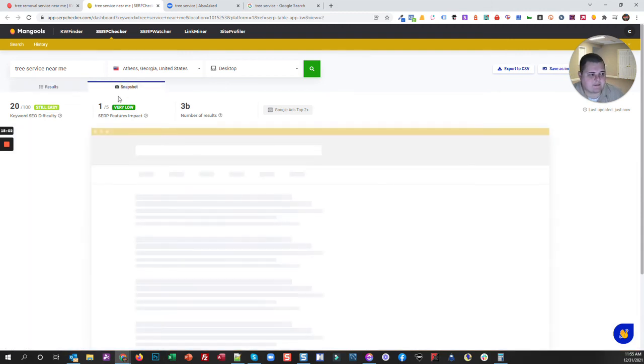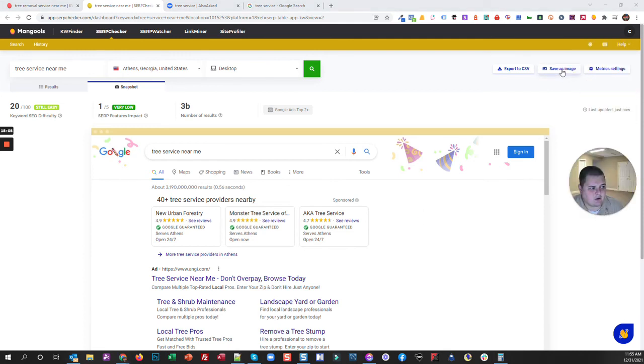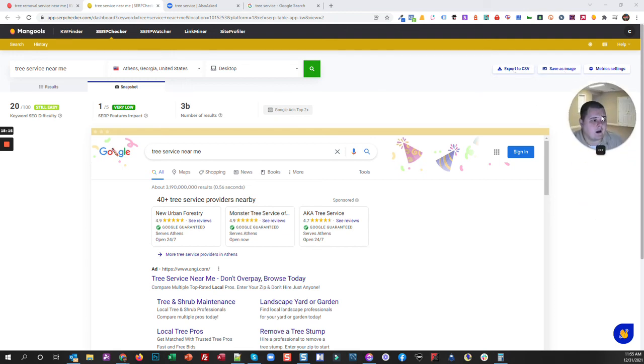You can actually get a snapshot and you can show it both on desktop and on mobile. You can save it as an image, or you can export all the information to a CSV if it's easier for you to work that way. Very cool. I like this a lot.